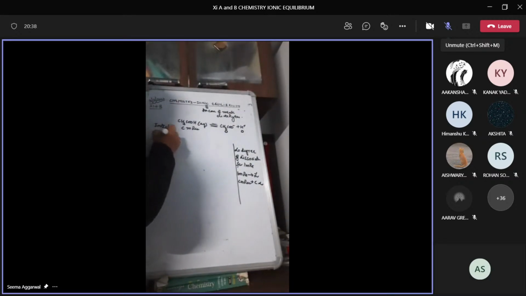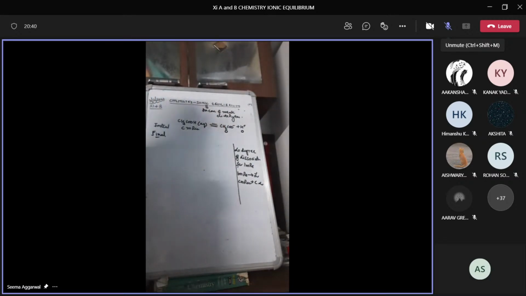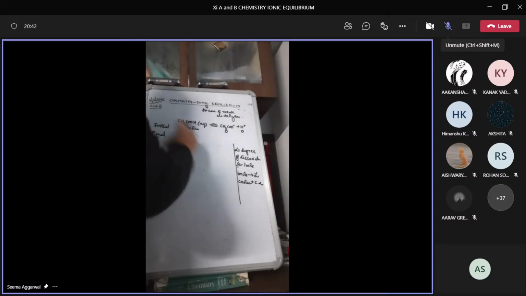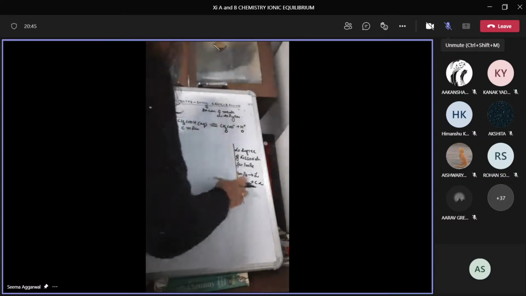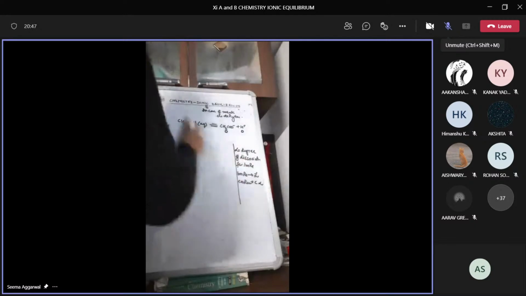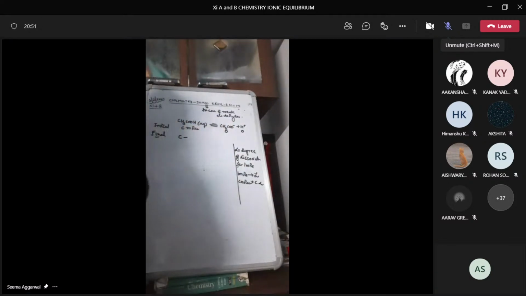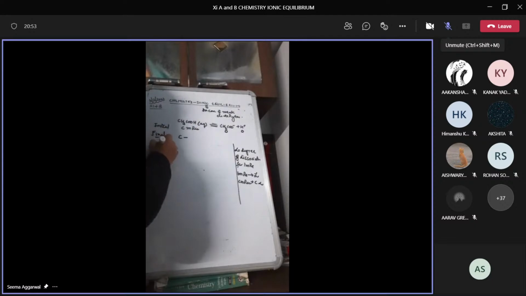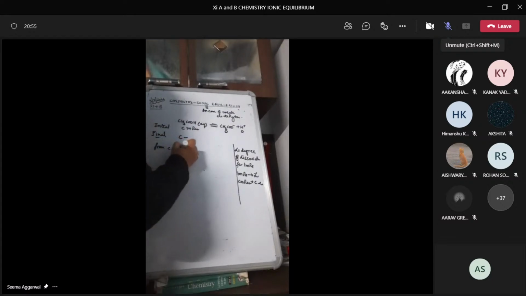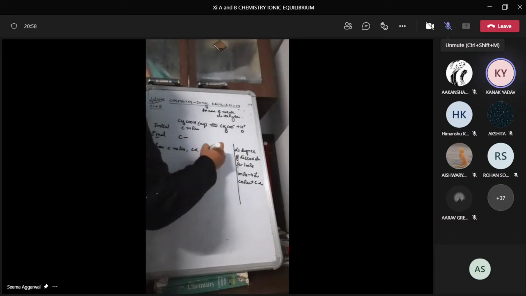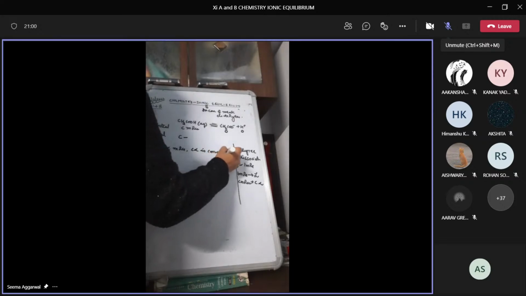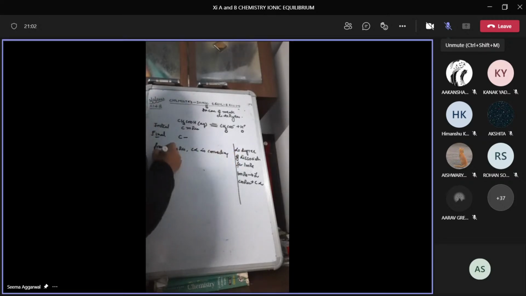Now, all of the reactants are not converting into products. Suppose for 1 mole alpha is converting and for C moles C alpha is converting. So what is the amount of reactants left from C moles? C minus C alpha. Yes, very good.